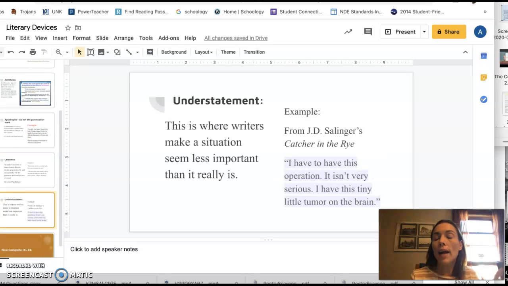All right, and then I have understatement. An understatement is where a writer makes a situation seem less important than it really is. An example I found was from Catcher in the Rye. We haven't read that book, I don't know if you have on your own, but J.D. Salinger does an understatement when he says, "I have to have this operation. It isn't very serious. I have a tiny tumor on the brain." When you think of brain surgery, I usually think of something pretty serious. So that is an understatement.